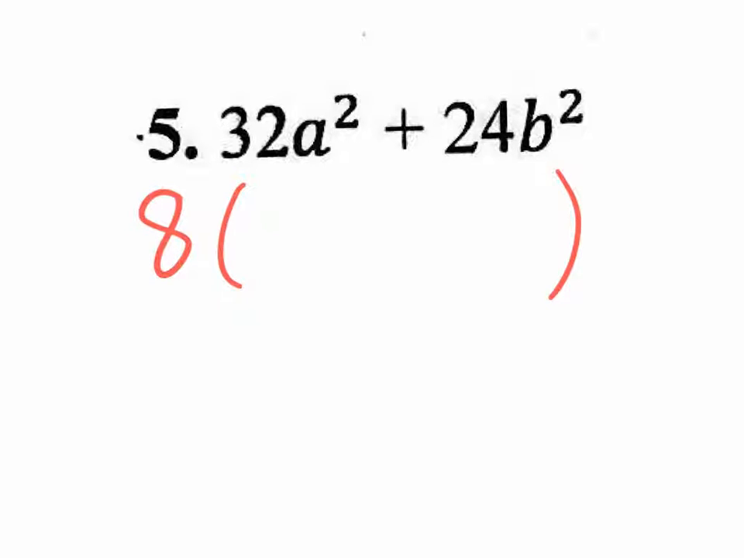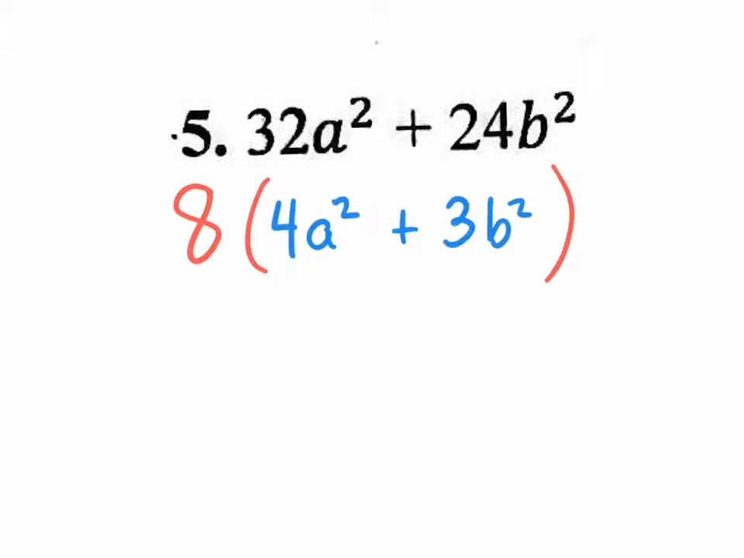So here we go. 8 times what is 32a squared? 8 times what gets us back to here? 8 times 4 with an a to the second. You need that a to the second in there, right? That's the only way you're going to get 8 times 4a squared to give you the 32a squared. How about 8 times what gets us a 24b squared? Plus 3, that'll get us a 24, but we need the b to the second, so we better have a b to the second in here. b to the second. And that's it. We have factored out the GCF, which is 8.